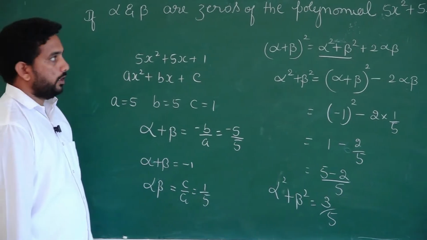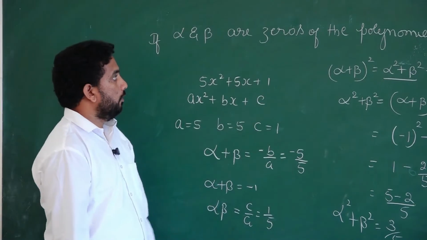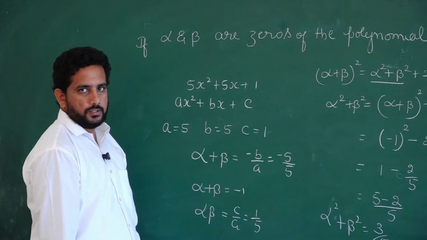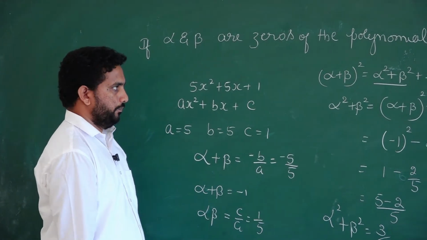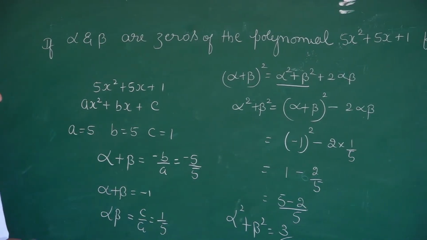So like that we can find out the value of alpha square plus beta square by using the quadratic polynomial 5x square plus 5x plus 1. Okay, so like that we have another question.